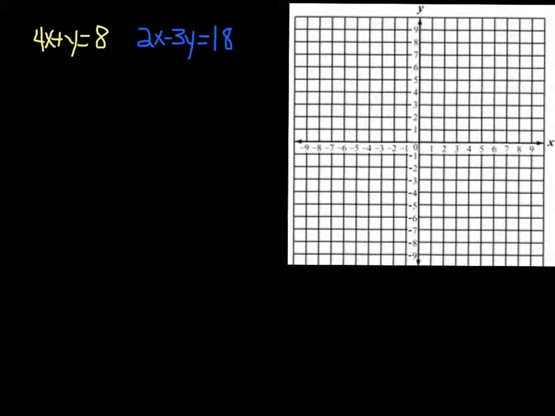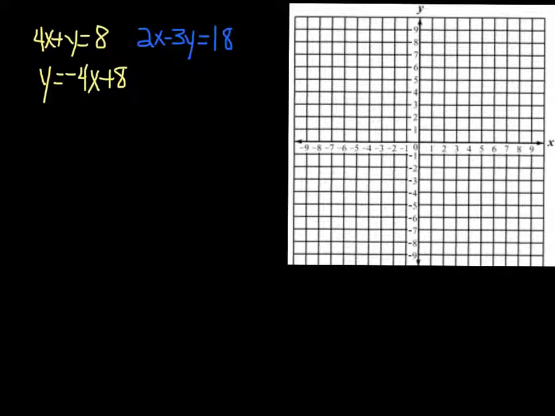Let's look at an example where we will have one solution. If you have a system whose first equation is 4x plus y equals 8, and whose second equation is 2x minus 3y equals 18, we need to graph those. Before we can do that, we need to put them in y equals mx plus b. So for our first equation, we need to take the 4x and move it to the other side. So that means we need to subtract the 4x. It will leave us with y equals negative 4x plus 8.